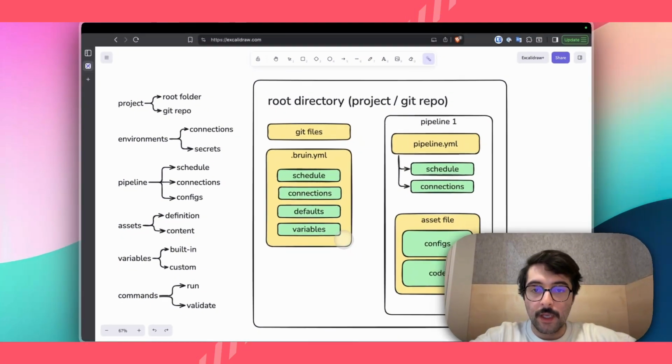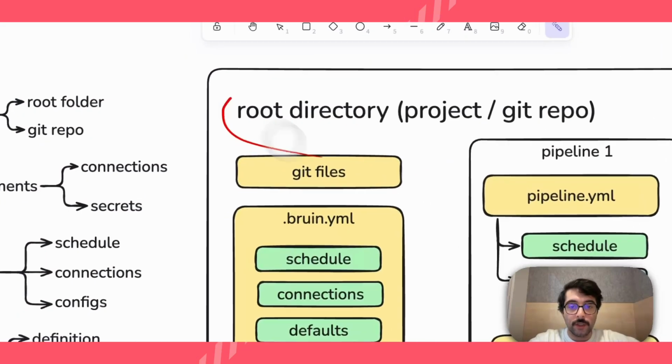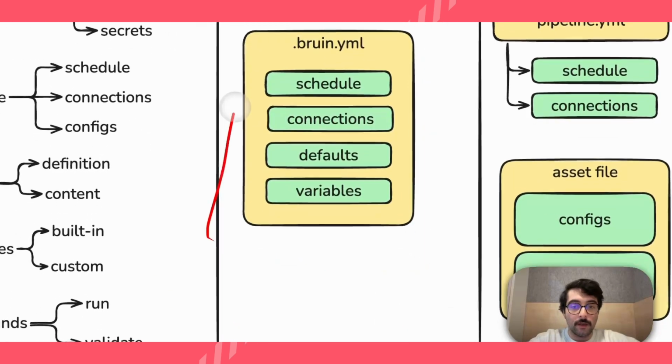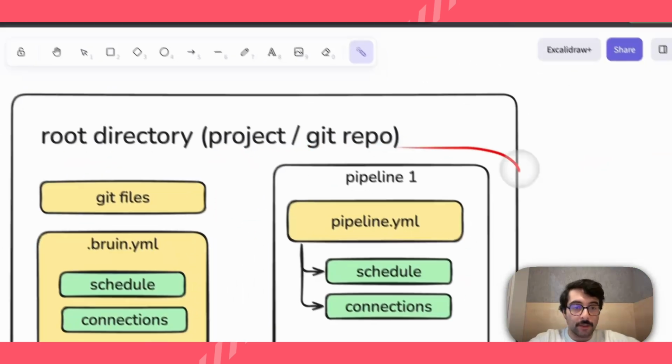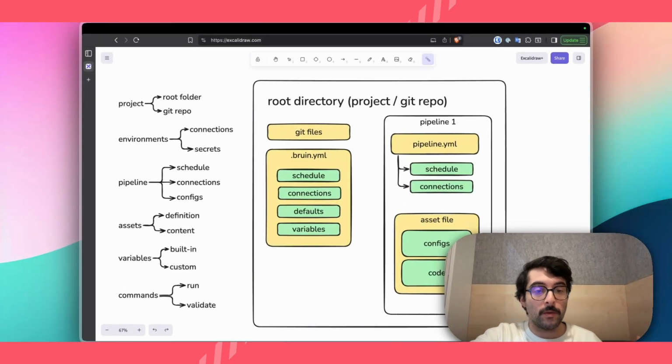So let's go look again at our project here. Just to recap, at the root directory, we set up our project configurations, and then we have a pipeline. At the pipeline level, we set up the schedule and the connections, and now we move on to assets.